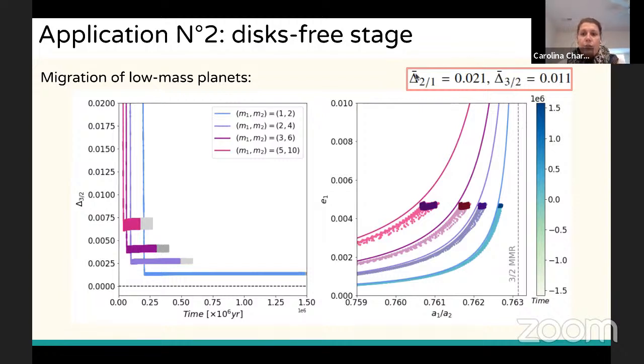And so here I show you the mean value in the observation. I'm showing you the 3 to 2 mean motion resonance, and you see that the offset is 0.007 for the bigger masses, which is an order of magnitude lower than the observed value.